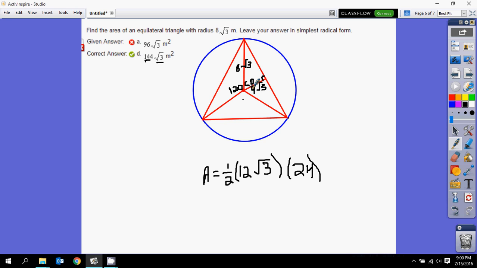So now I've got 4 root 3 for this short leg, but I still need to find this piece that's perpendicular so that I can find the area, because I've got to do the base times the height of this triangle. Okay, so that means I've got to go from short leg to long leg, which means I've got to multiply by square root of 3.